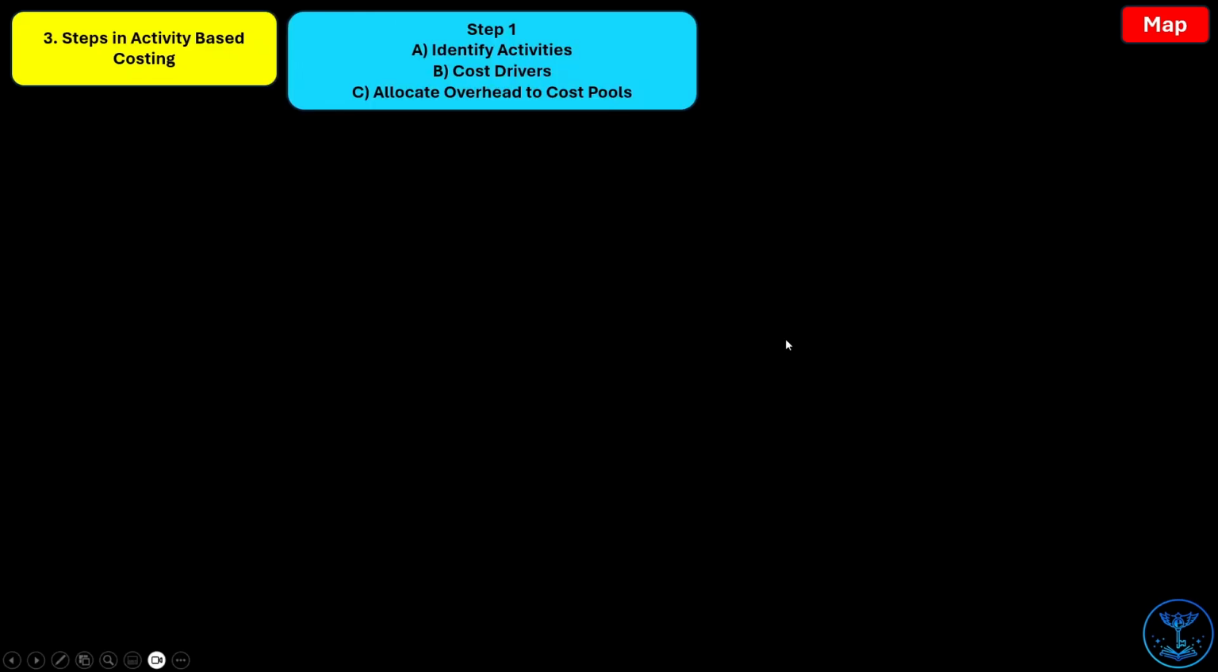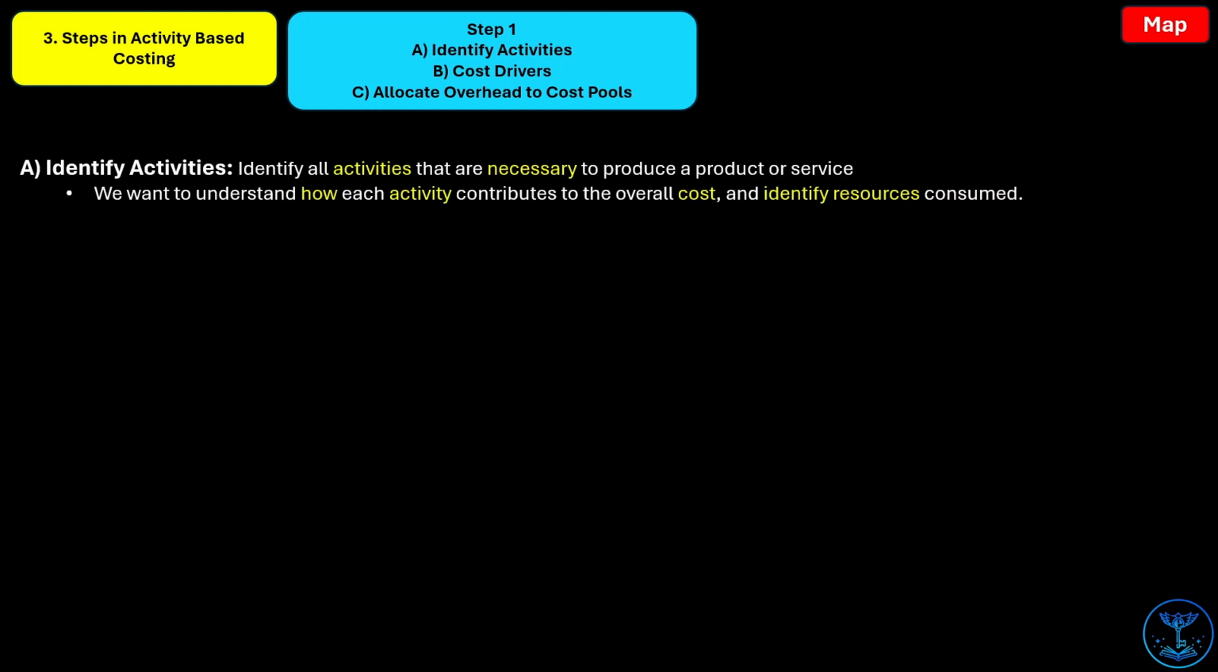All right, so here are the steps in activity-based costing. Step one: A, identify activities, B, identify cost drivers, and then C, allocate overhead to cost pools. To identify activities, we want to identify all activities that are necessary to produce a product or service. We want to understand how each activity contributes to the overall cost and identify resources consumed. So this is why we split up these activities.